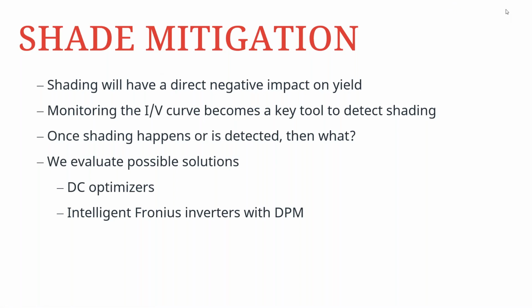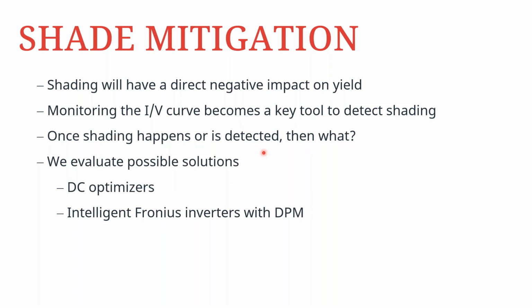Shading can have a very negative effect on the yield of a PV system, and actually this is one of the biggest causes of yield losses. Shading can be avoidable in some circumstances. In other circumstances, it is not avoidable, maybe when you have things like cloud cover. But things like trees or chimneys can be mitigated during the design phase of the system or even during the operational stage of the system.